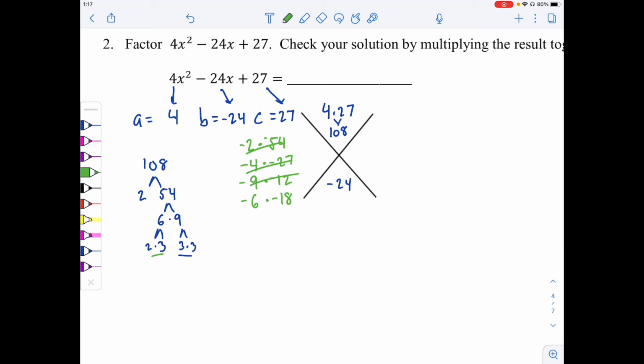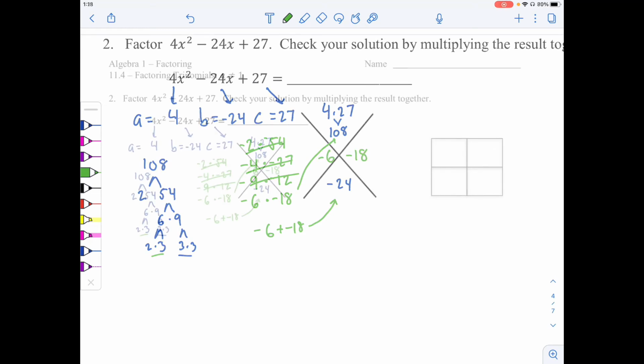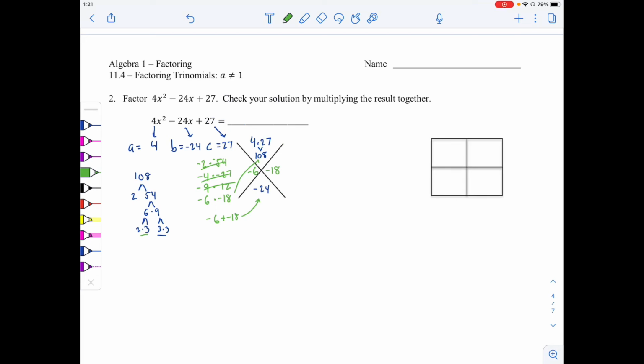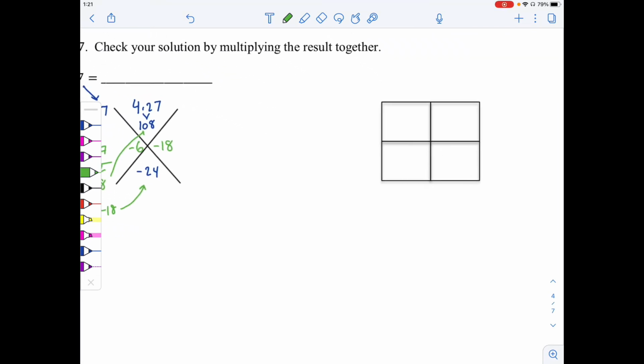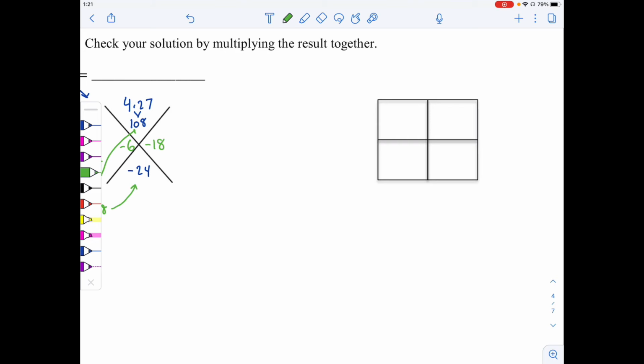So negative 6 times negative 18 multiplies to 108. Negative 6 plus negative 18 adds to negative 24, so that works. Those are our two numbers, negative 6 and negative 18. We're going to put that in here, negative 6x, negative 18x.